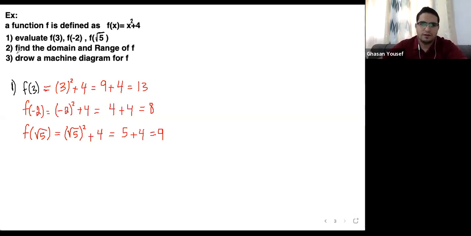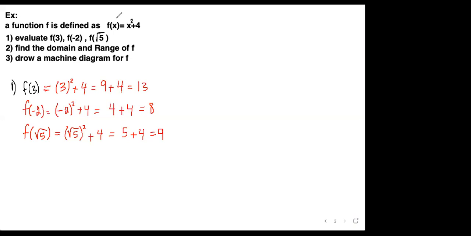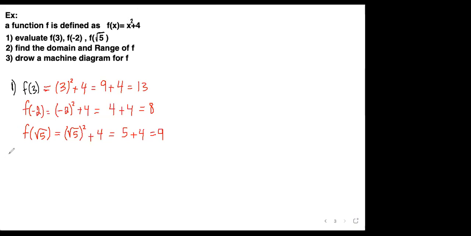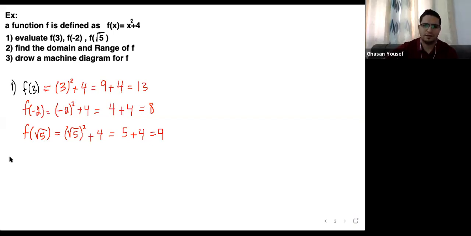Now, second one, find the domain and the range for the function f. The domain is all possible inputs. What is the possible input for the function f of x? What is all possible input? I can plug it inside the function and the function will stay defined after I plug the number you choose. Is it all real numbers? Because I think literally everything works. Exactly. So if I plug any number, all the numbers I plug will work fine.